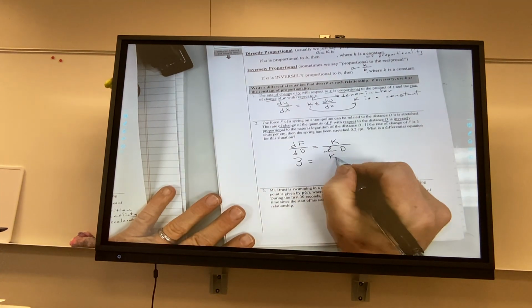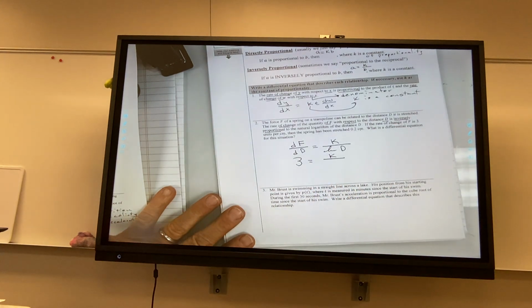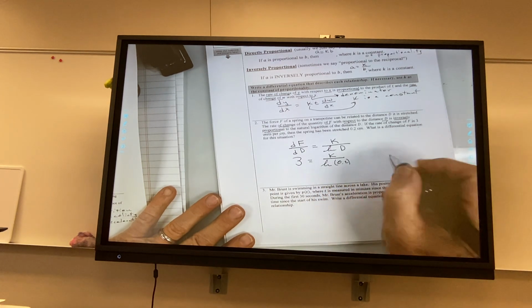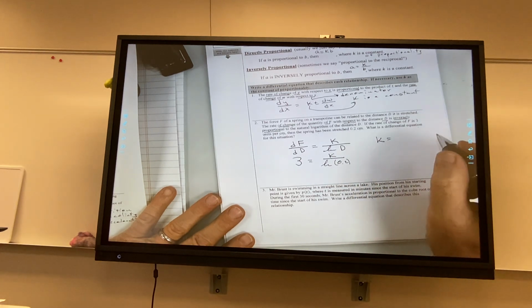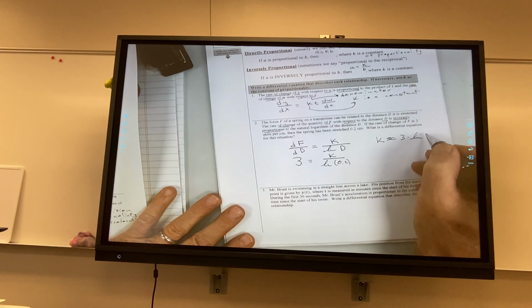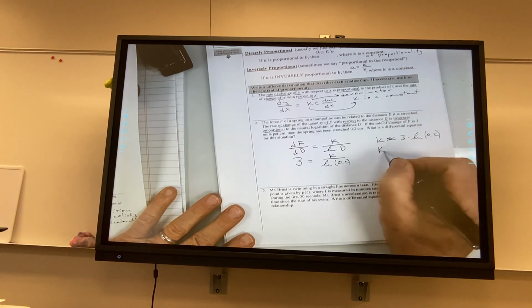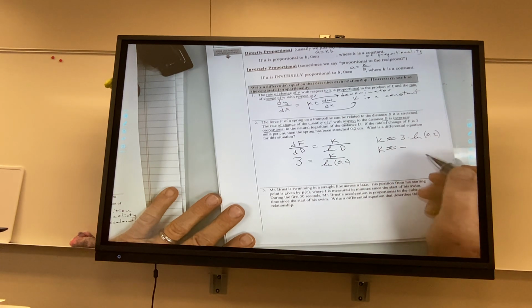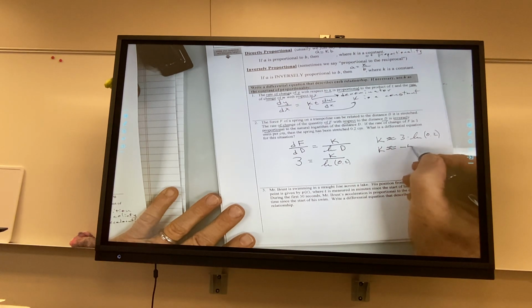3 equals K, right, Leisha? Mm-hmm. Over what? Do I have a length? 0.2 centimeters. So that means that K is approximately, because you're going to use your calculator, 3 times the natural log of 0.2. And I did that for you guys already. Hopefully I typed in my calculator correctly. That's always the thing. I believe it's a negative. Am I right? Yes. 4 following it? Okay, then I'm okay. 0.828.